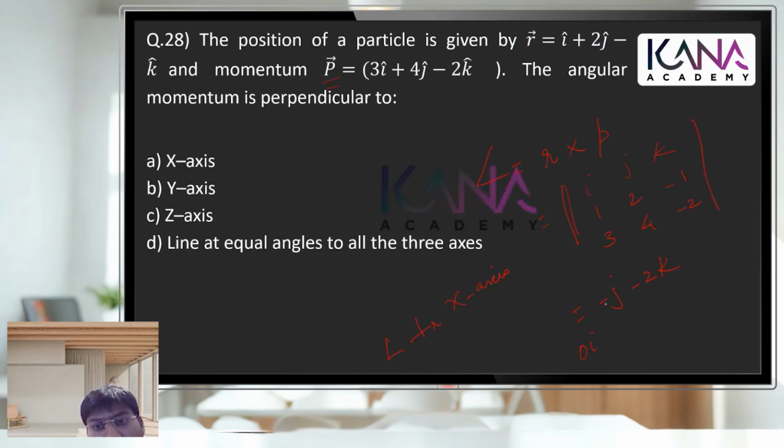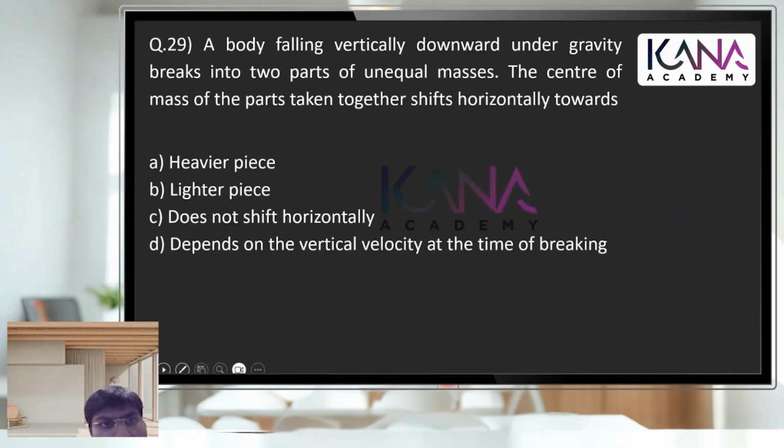It's 0 i minus j minus 2k. So it is x-axis. Okay, next question. There is a body falling vertically downward under gravity.